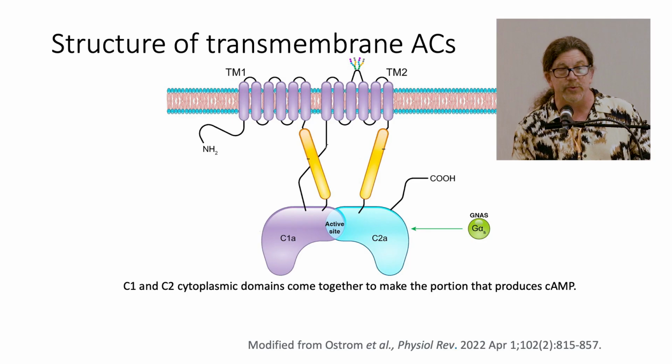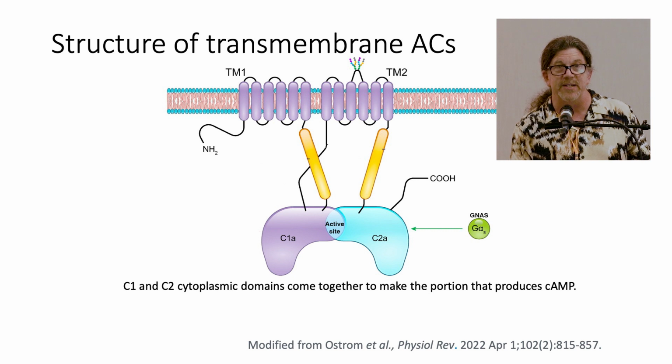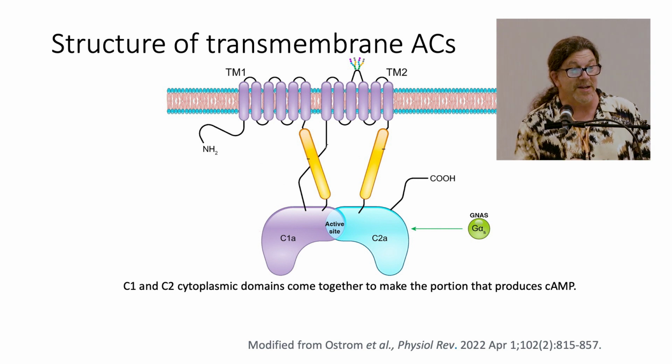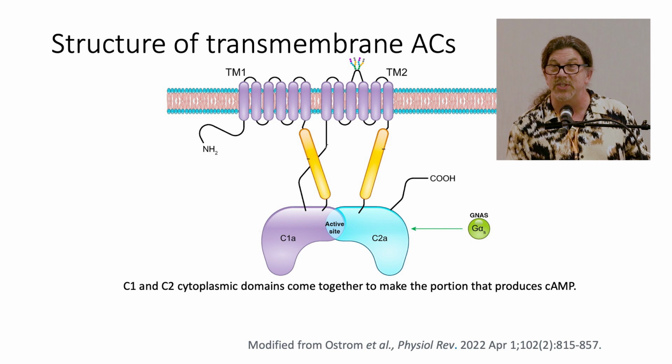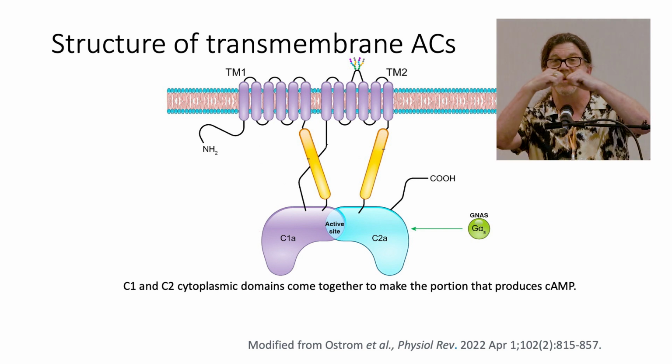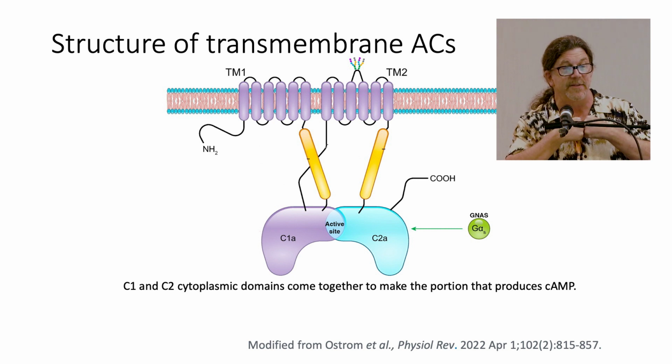Okay, so now we're going to finally take a look at what these adenylyl cyclases really look like that are responding to GNAS. They have 12 transmembrane passes, so they go in and out of the peripheral membrane of the cell 6 times. They have a cytoplasmic domain called C1, then they go back through the membrane 6 more times in the second cytoplasmic domain, and the 2 cytoplasmic domains come together to make the active site.